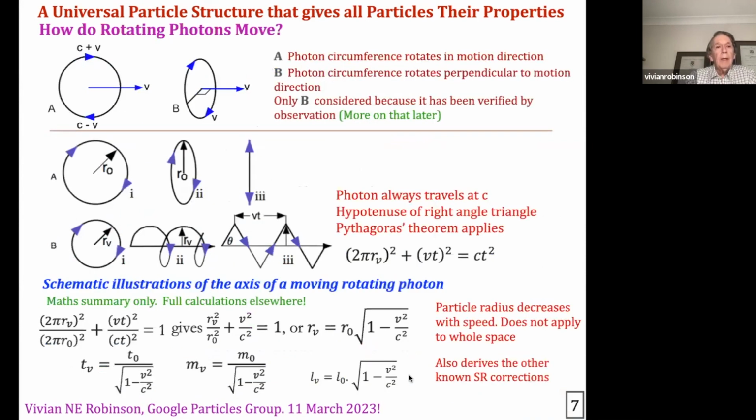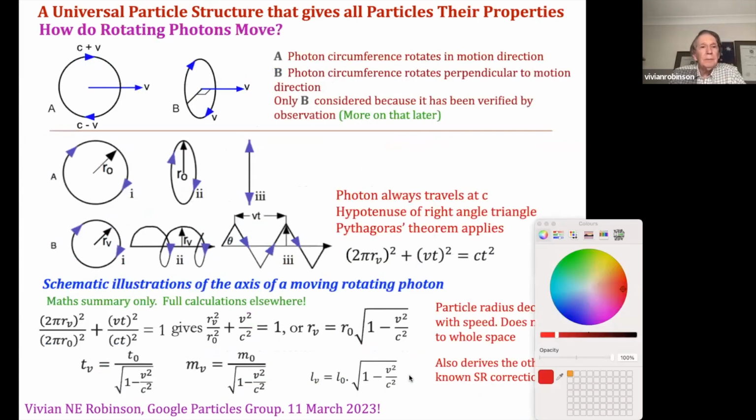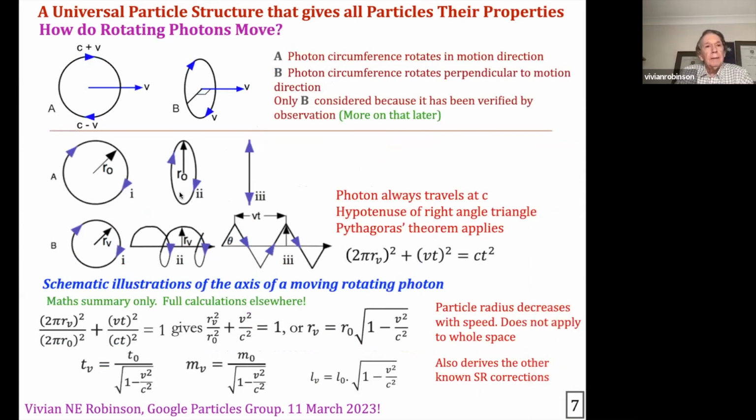Now, I'd like to show you, the first thing we should work out is how do these photons move? Well, there are two possibilities: that it rolls along its motion direction, or that it rotates this way and then moves perpendicularly to it. Now, I'm only going to consider B because it has been verified by observation.